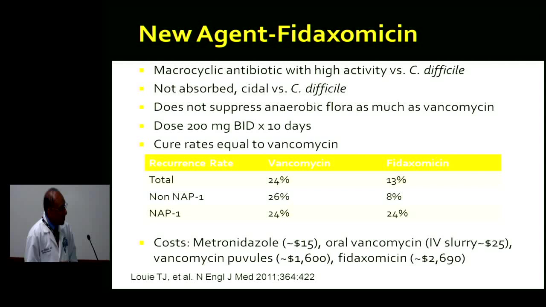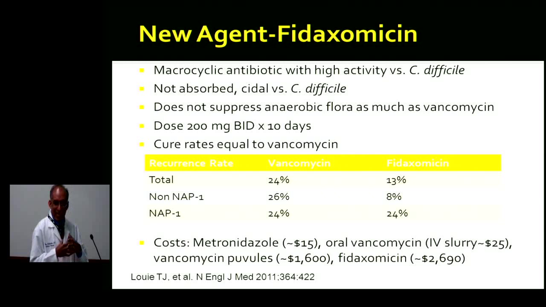And this is something that we are trying to bring on board in a select group of patients, is fidaxomicin. Fidaxomicin was tested head-to-head against vancomycin with a primary endpoint looking for recurrence, defined as a second episode at 28 days. And if you look at the initial response to vancomycin and so on, it was comparable. But if you look at the recurrence rate at 28 days after resolution of symptoms, it was 24% in vancomycin and 13% in fidaxomicin.